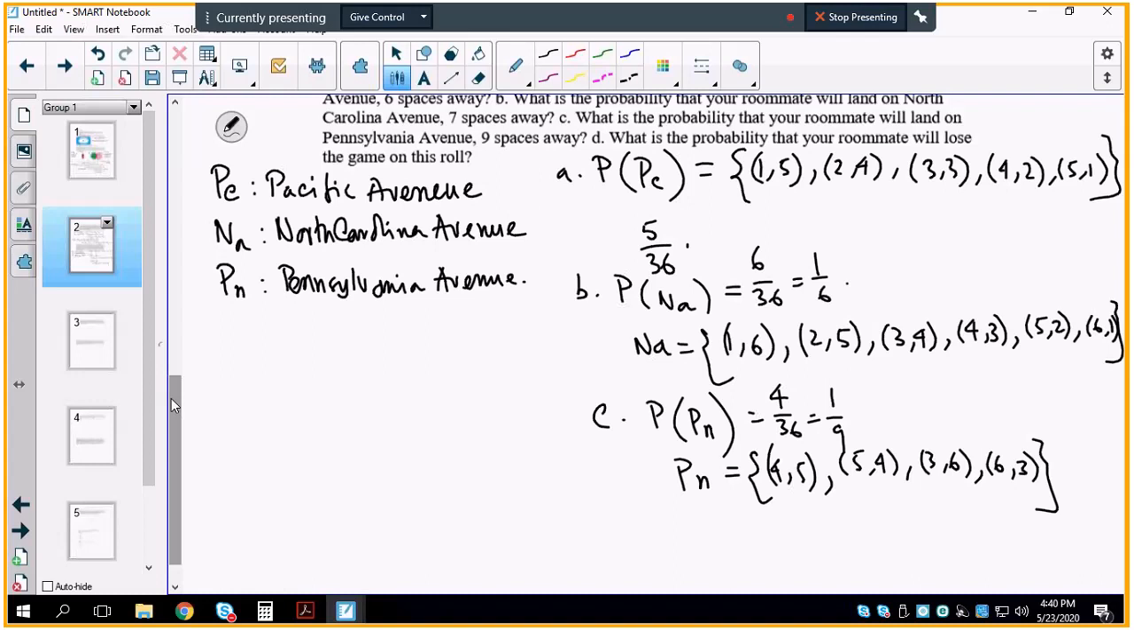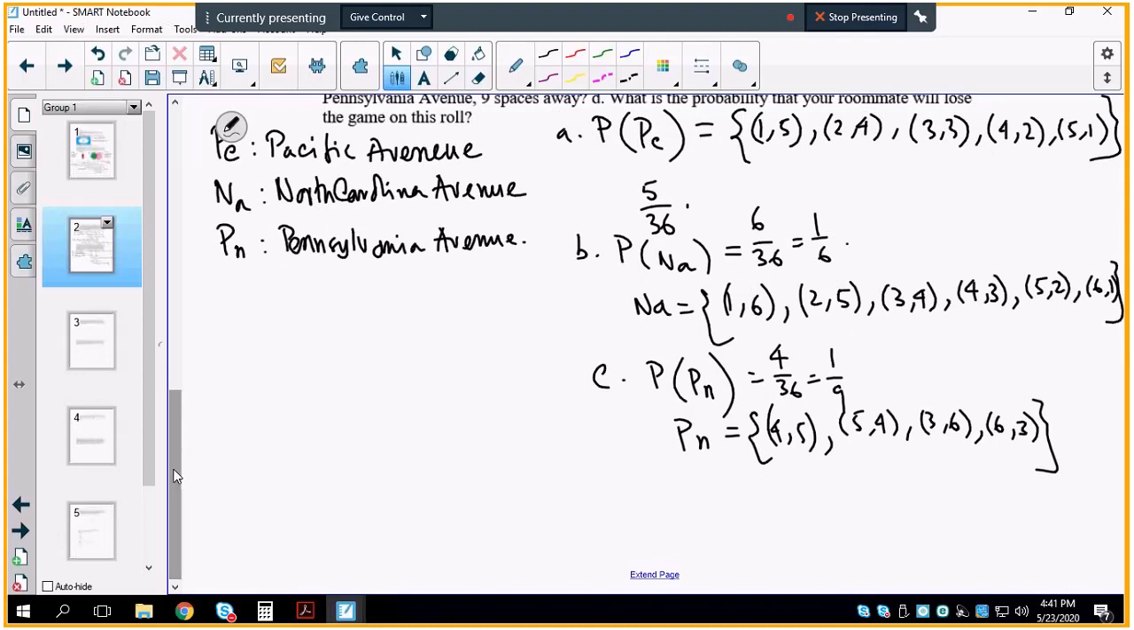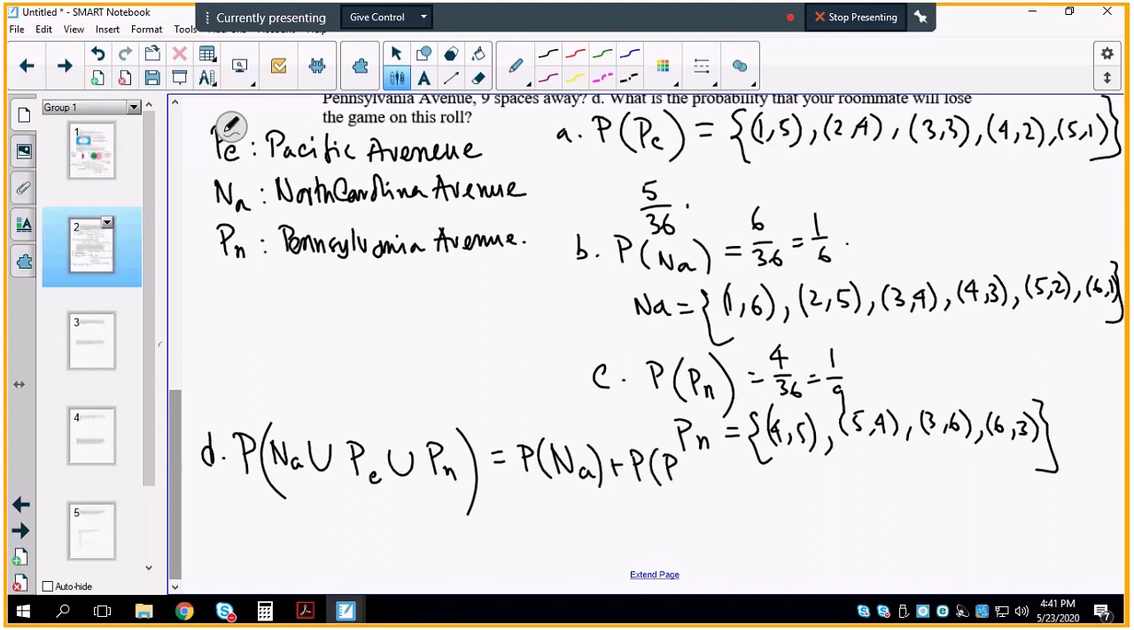And finally, I want to know, what is the probability that your roommate will lose the game on this roll? So losing for your friend. Probability of losing will happen if your friend arrives on North Carolina Avenue, or, so union, Pacific Avenue, so PC, or on Pennsylvania Avenue. Remember, the inclusion-exclusion formula will tell you probability of North Carolina Avenue plus probability of Pennsylvania Avenue plus probability of Pacific Avenue minus probability of the intersection of 2 of them.